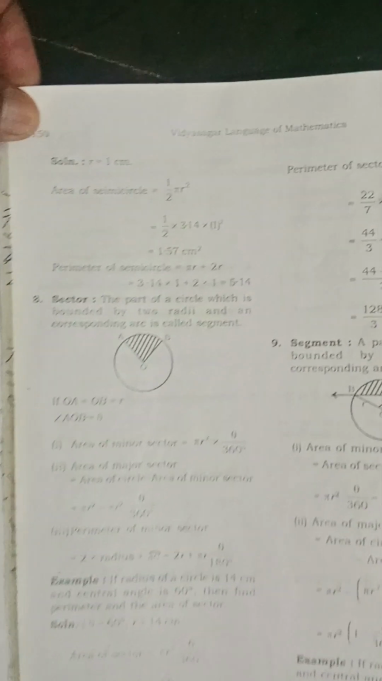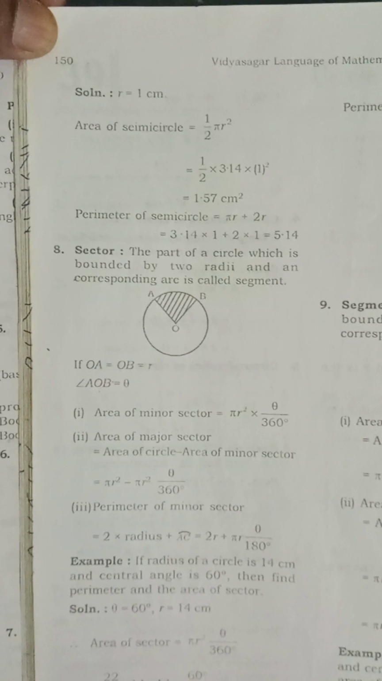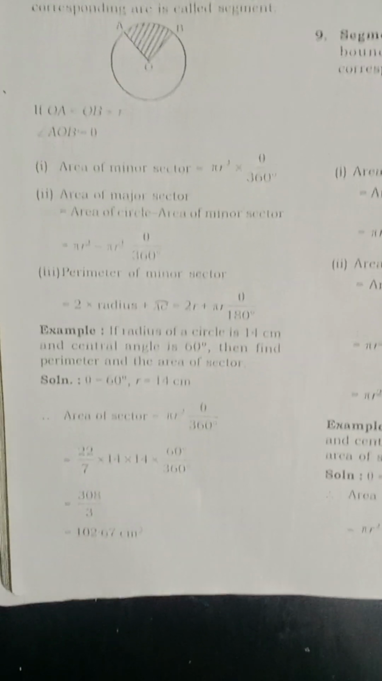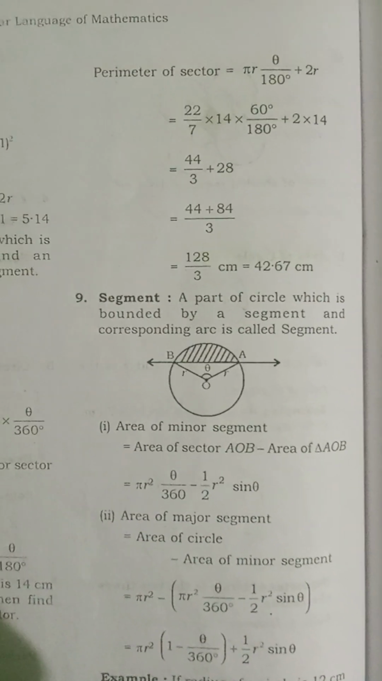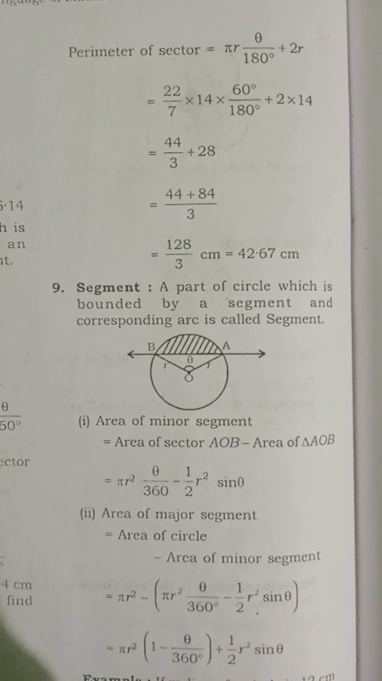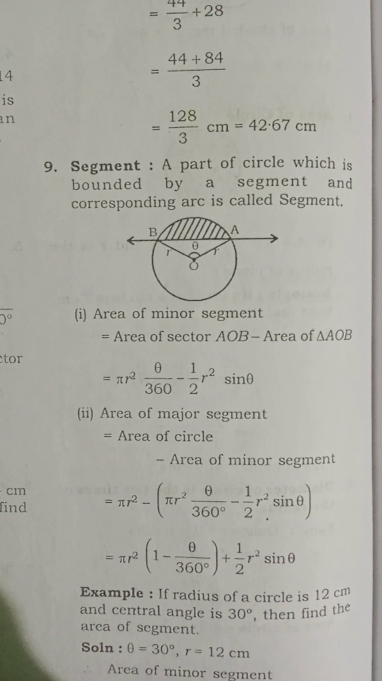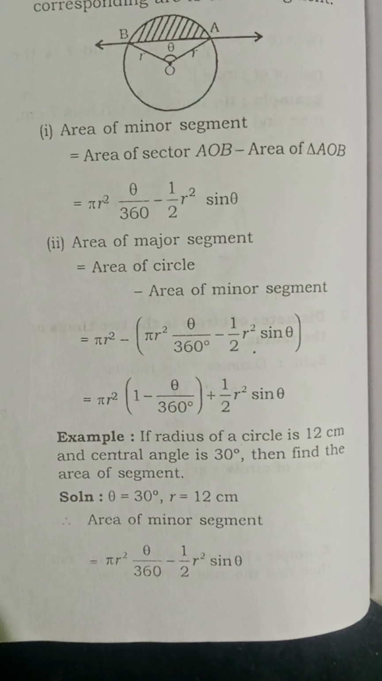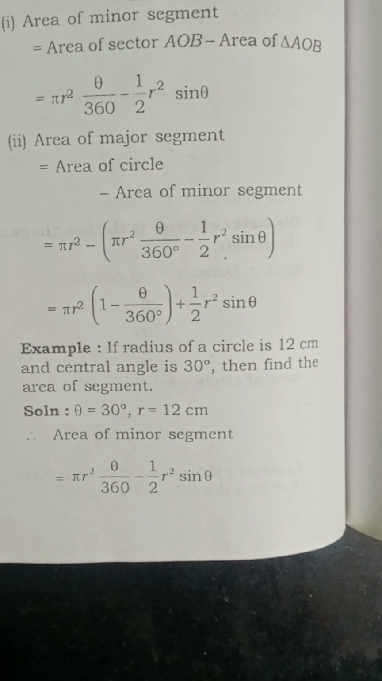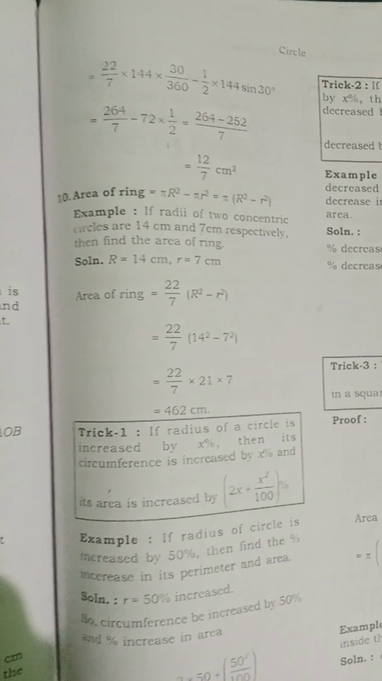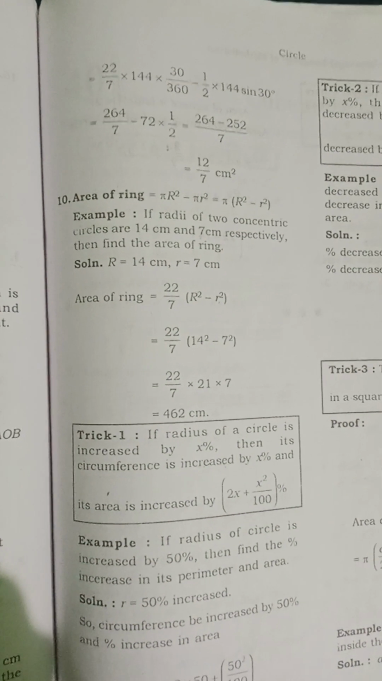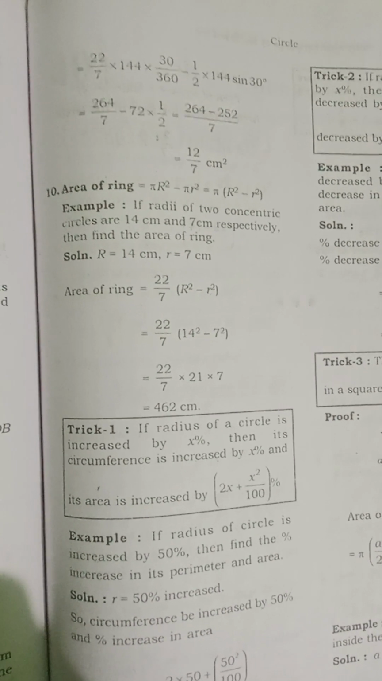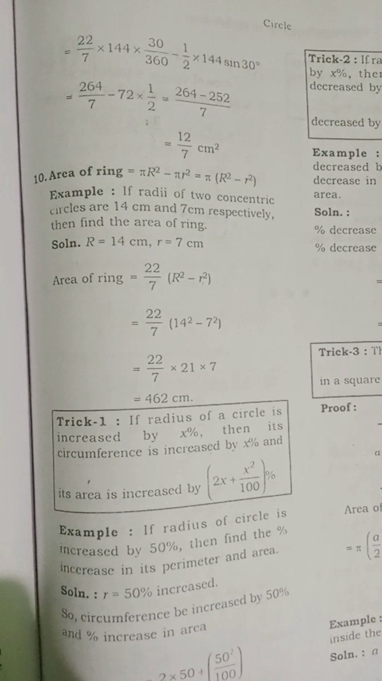Next point. This is a sector diagram and your revision, and these are numerical values, examples related to radius in a circle. Area of ring is equal to pi R square minus pi r square, which is equal to pi into (capital R square minus r square).